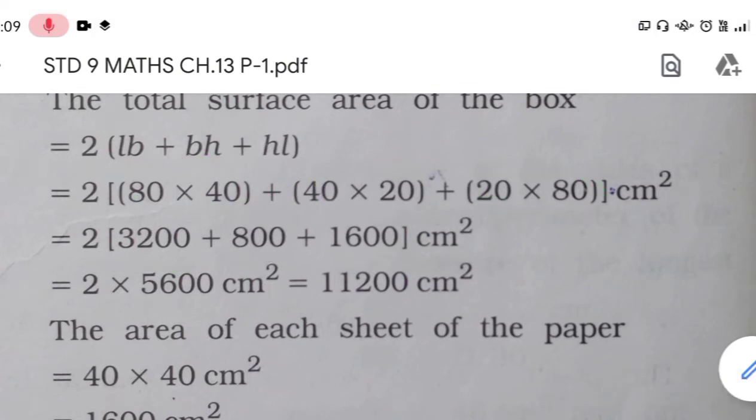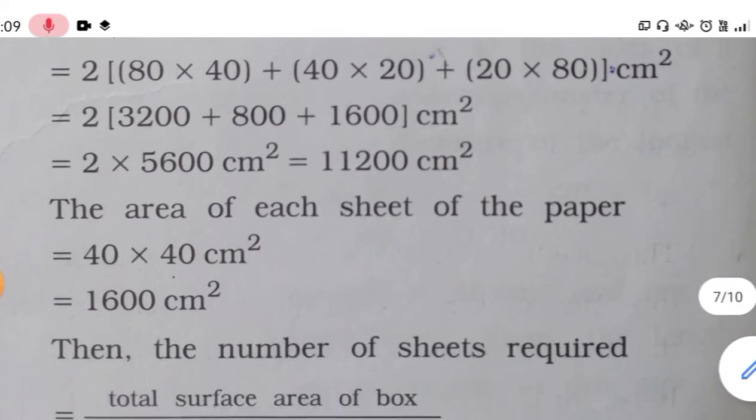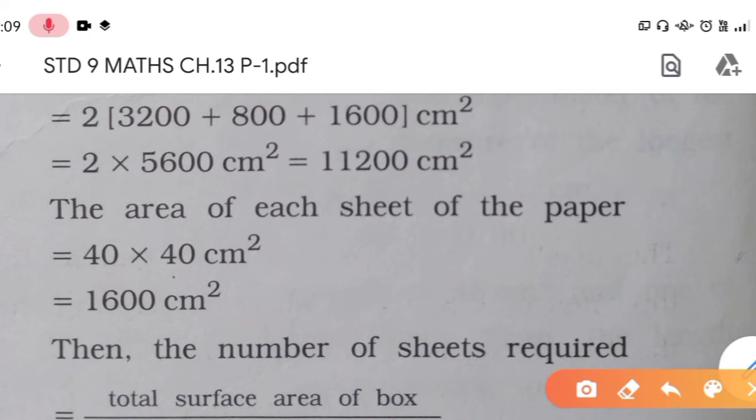These are the answers after multiplying each pair. Now if we add the three, we get 5600. This 5600 will be multiplied by the 2 outside, so 11200 centimeter square. So this is the area of the cuboid box. Now we have to find the area of that sheet of paper by which we have to cover the cuboid box. Now its area is 40 into 40, so 1600 centimeter square.